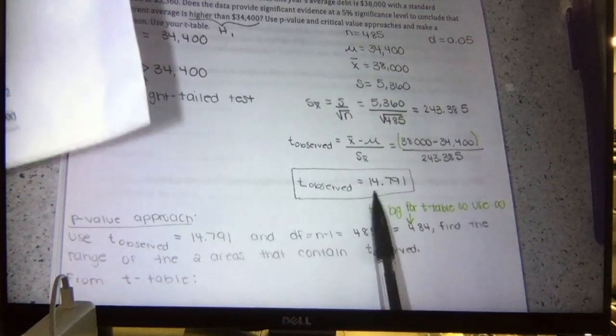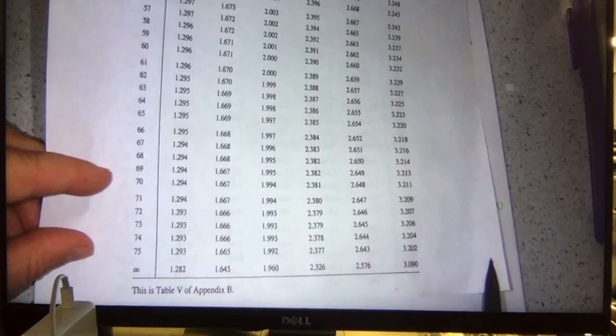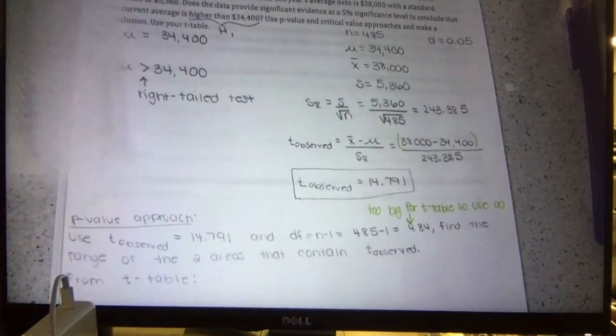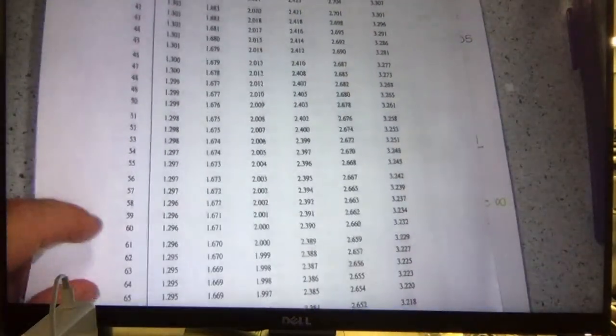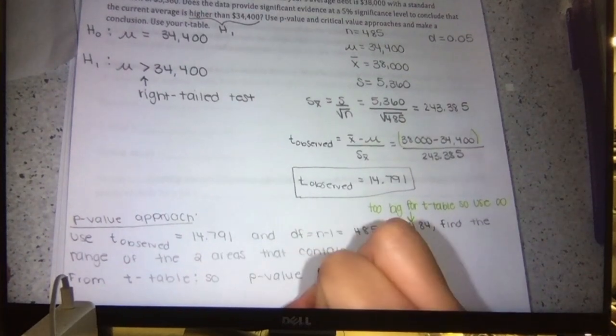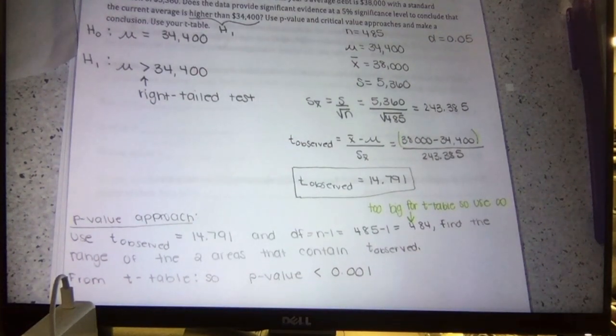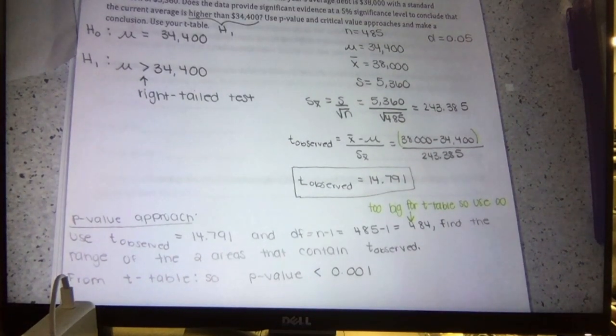And looking for our t observed, which is 14.791. So going down here looking for 14.791, it's bigger than all of these. So that means whatever it is, it's going to have to be bigger than this biggest one, bigger than 0.001. So our p-value has to be larger than 0.001. I'm sorry, smaller than 0.001. By the way, if you have to write a range, the smallest it could be is 0. It can't be a negative p-value because the p-value is our area. So it could be between 0 and 0.001.